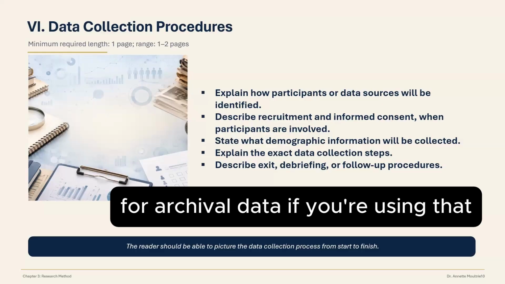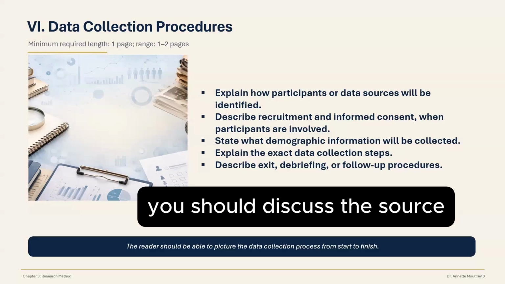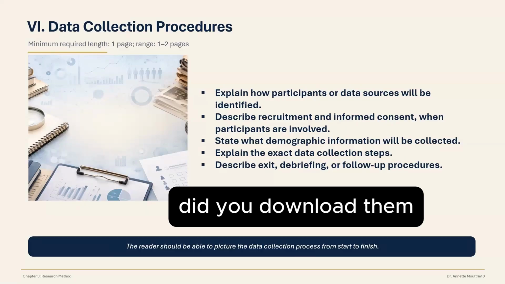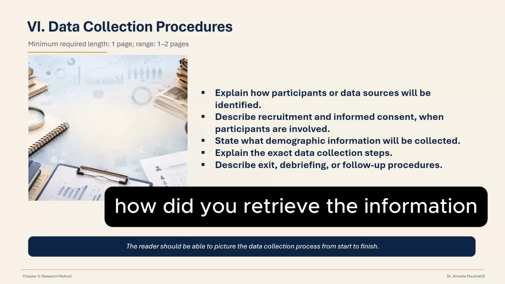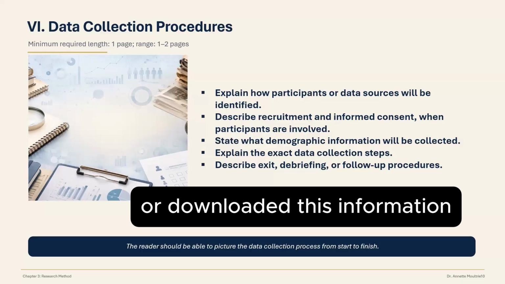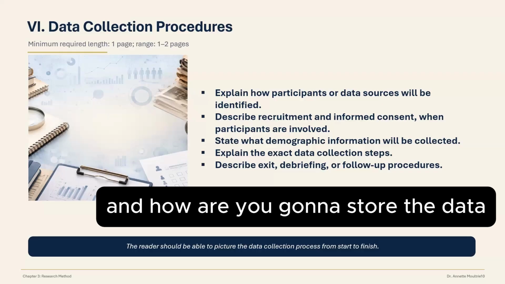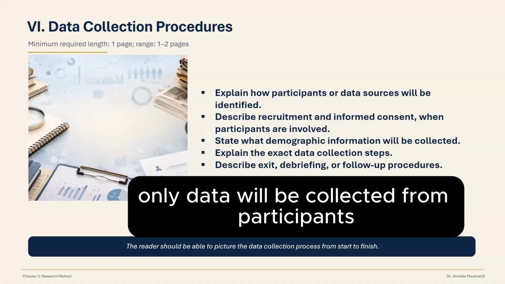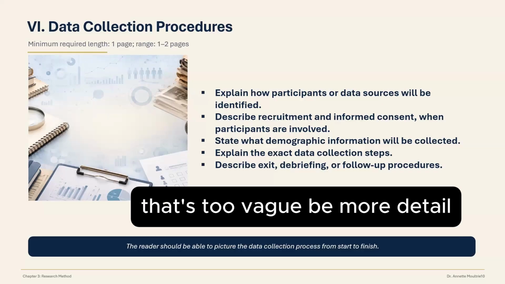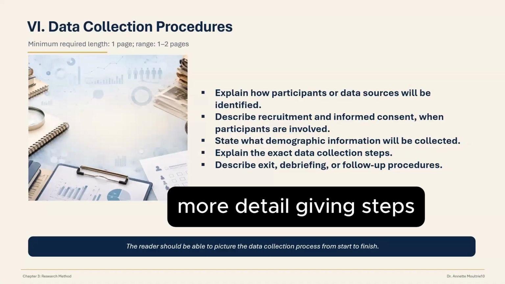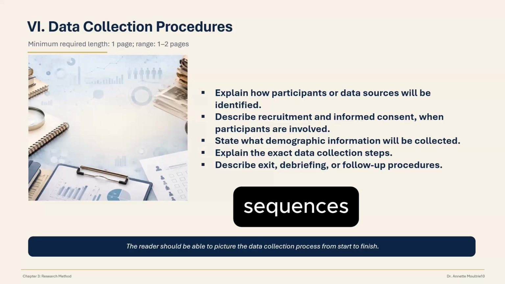For archival data, if you're using that, you should discuss the source. Where did you get them? How did you get access to them? Did you download them? How did you retrieve the information? What were the dates that you retrieved or downloaded this information? And how are you going to store the data? How are you going to organize it? So you should avoid saying only data will be collected from participants. That's too vague. Be more detailed, giving steps, sequences.